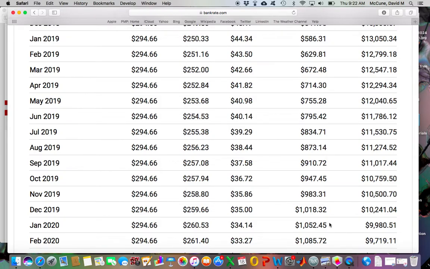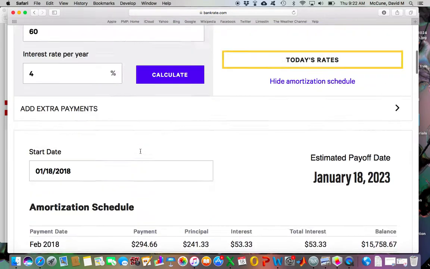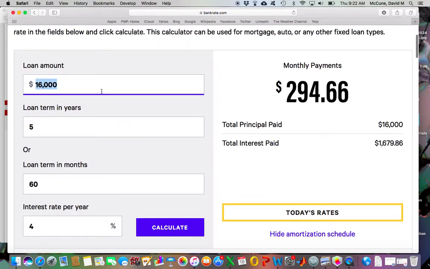And after 2 years, he has paid $1,052.45 in interest, and he still owes $9,980.51 on the remaining balance. Okay, so what I will do now is type 9,980, and then 3 years left on the loan, right? Because he's already paid 2 years, and 2.5% interest.